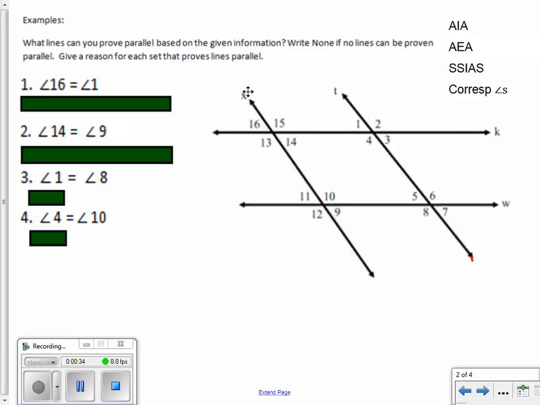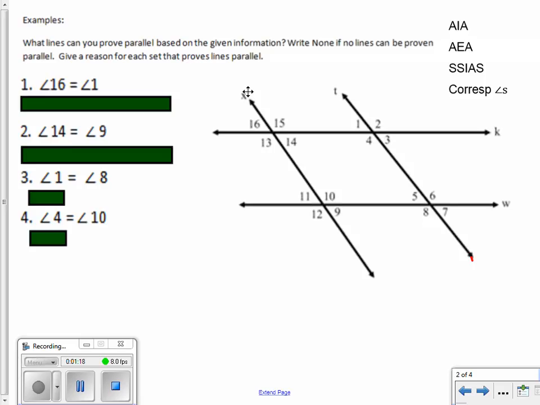We need to tell if this angle is equal to this angle, or if they give us some information, what does that tell us about the lines? Which lines are parallel based on that information? Remember, these are the only ones that we know for sure. Alternate interior angles, if they are equal, then the lines are parallel. If alternate exterior angles are equal, then the lines are parallel. If same side interior angles are supplementary, then that would prove that lines are parallel. And if corresponding angles are equal to each other, then that also proves that the lines are parallel. Those are the only reasonings that we can use to prove lines are parallel.